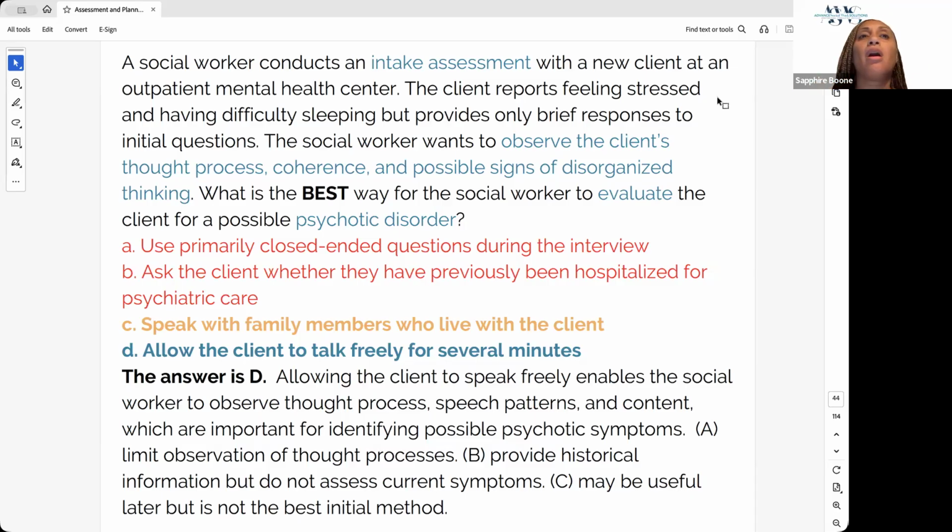So typically when we are treating someone with schizophrenia, we might not want them to freely talk. But if we're trying to see if they have schizophrenia, getting them to talk is going to be the best way for us to see those speech patterns, to see if they might have a word salad, which would indicate that they're having some issues with cognition or thought processes. So observing is really the key there. A limits our observation. That's why A wouldn't be best, because it limits our ability to really observe how their thought process is manifesting.